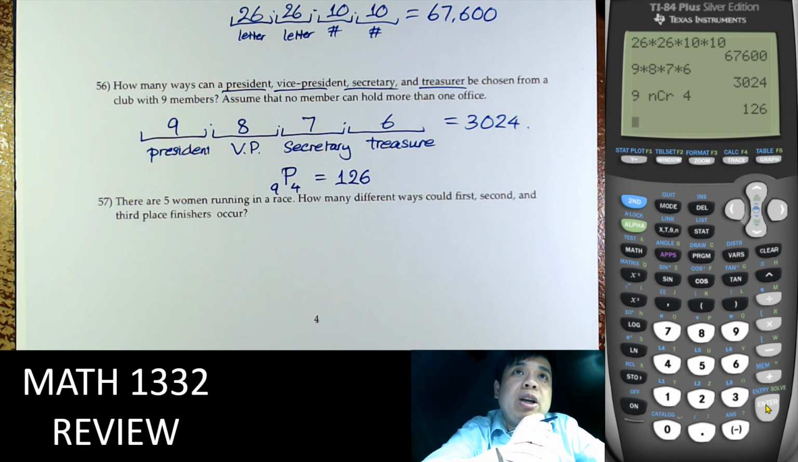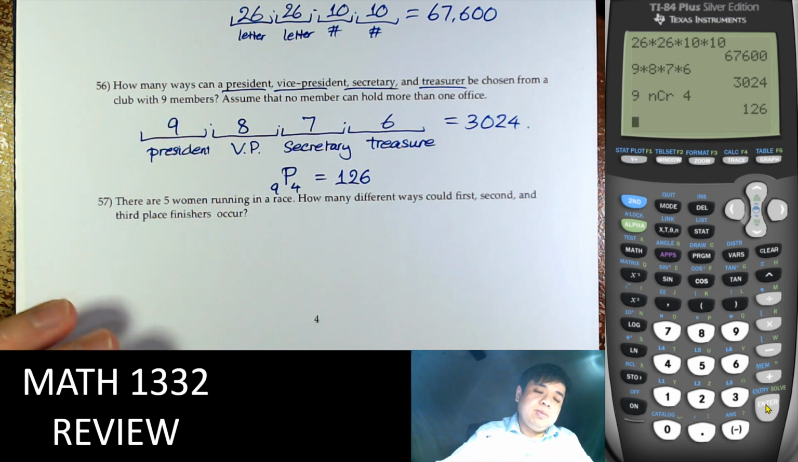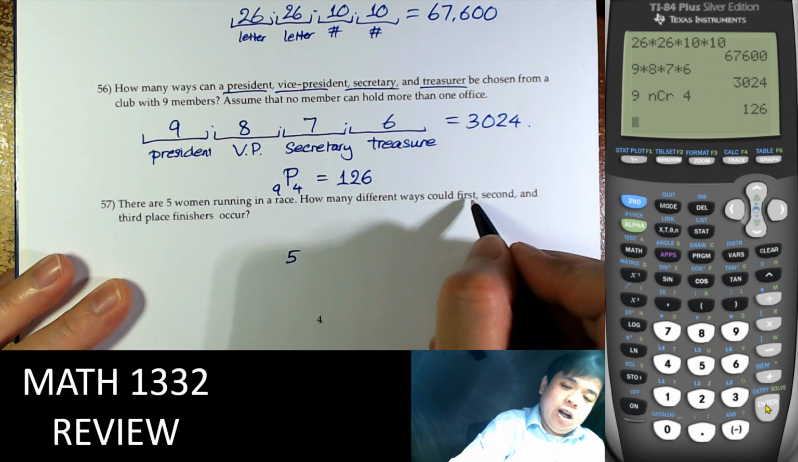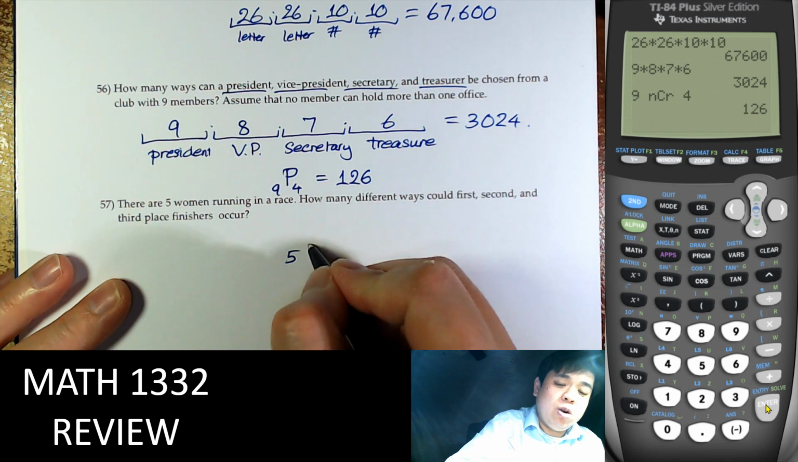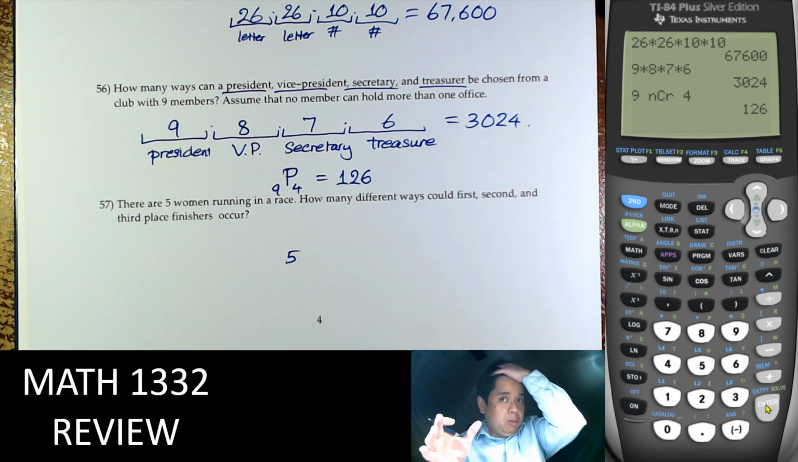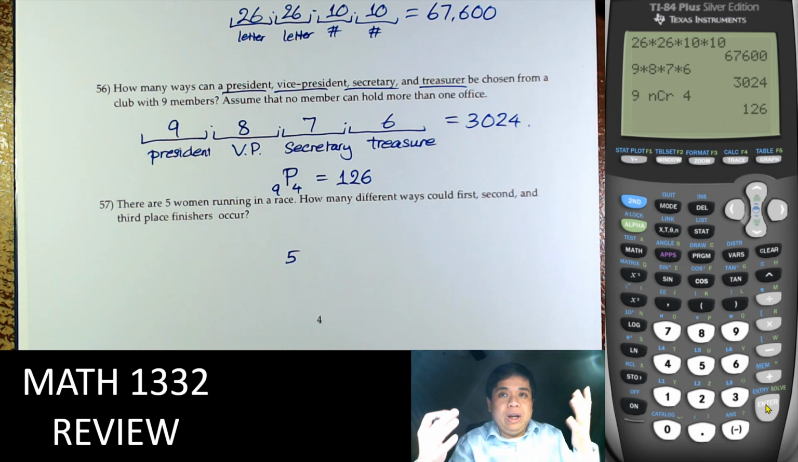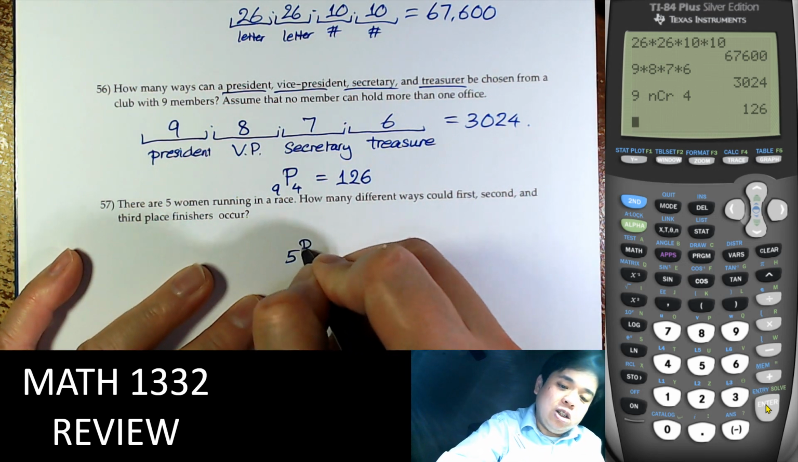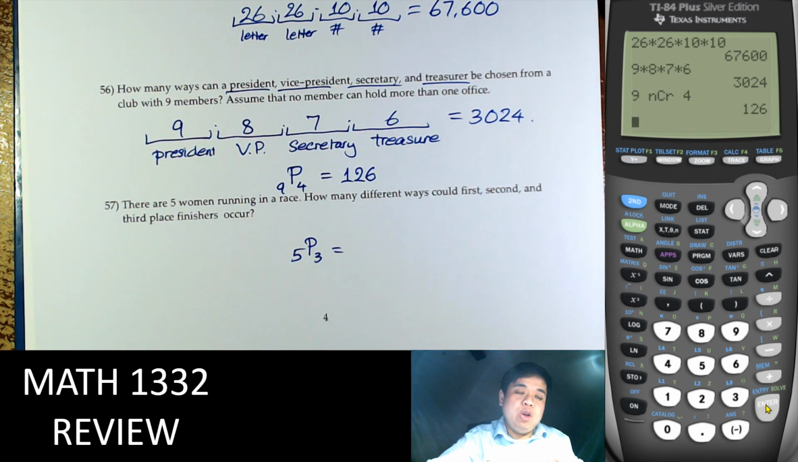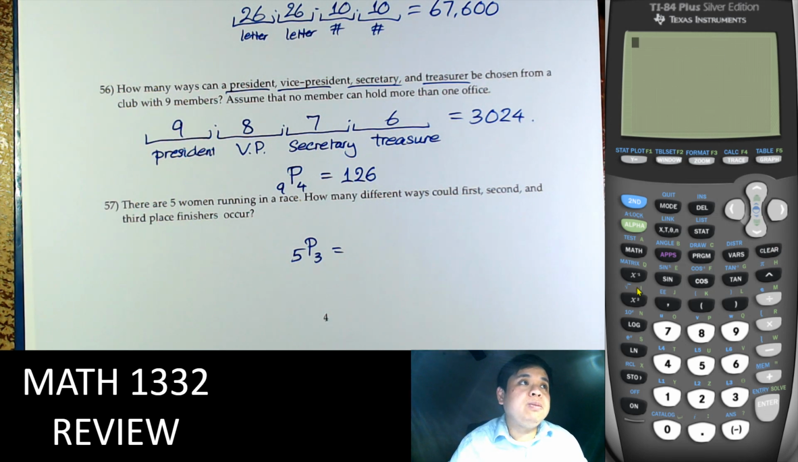There are 5 women running in a race. How many different ways can first, second, and third place finishes occur? So there are 5, and we choose people to finish first, second, and third. Of course, the order does matter. The person who finished first is winning the race, and the person second comes after that. So we cannot interchange them. So in that case, it's just permutation of 3 out of 5 because there are 3 positions out of 5 people. We have 60.